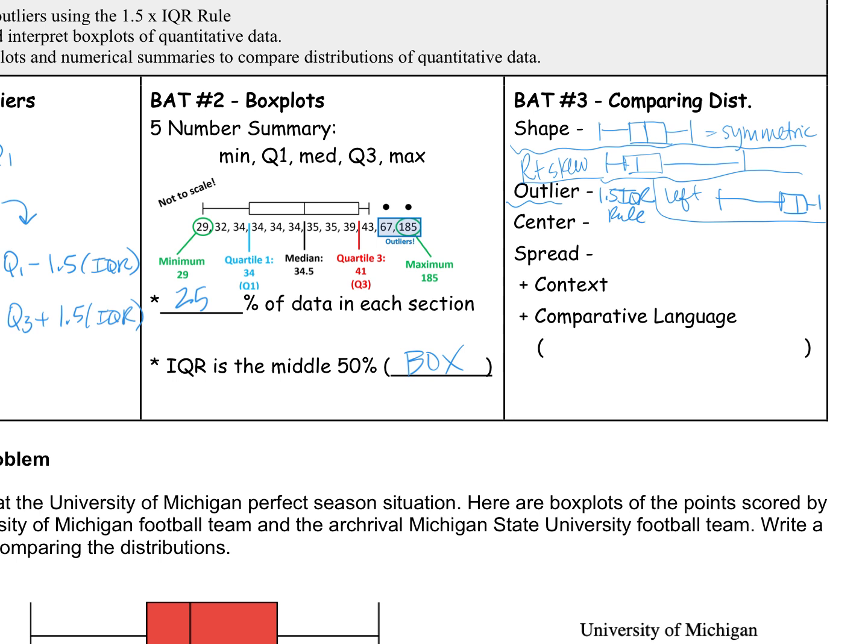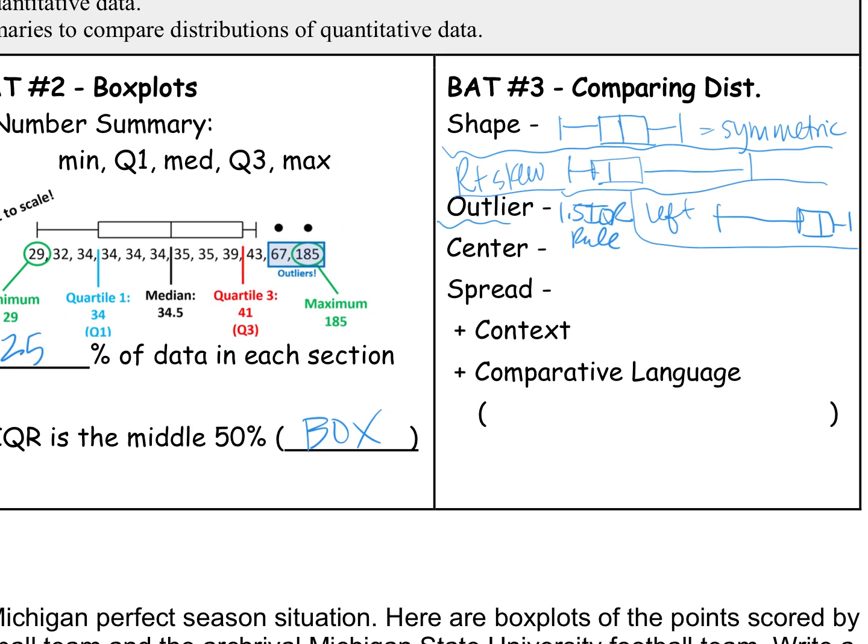What about center? Do you remember the measures of center we talked about last week? Mean and median. And when do we use those? Which one? Mean is non-resistant, median is resistant. So we don't want to use mean in a situation where the data is skewed, right? Correct. So we want to only use mean if it's symmetrical, or approximately symmetric, and median in the skewed situation.